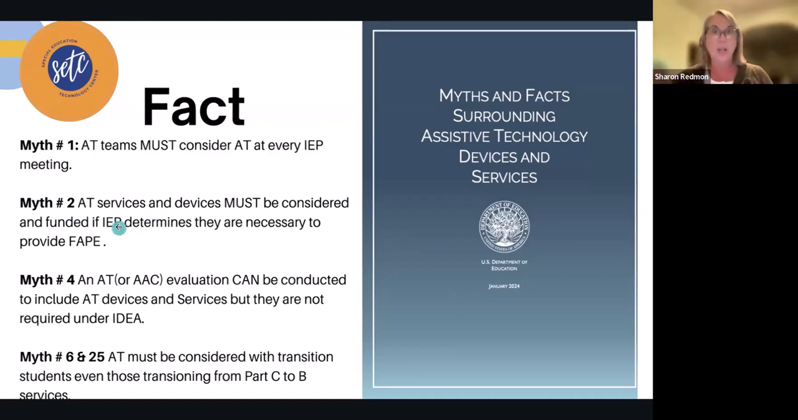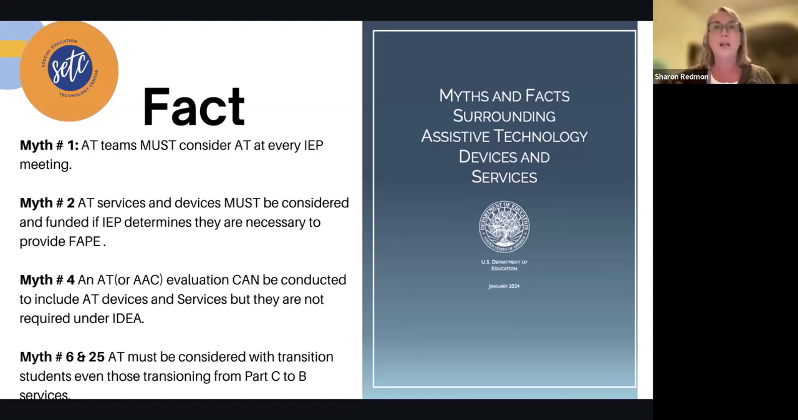We can't just hand a child a piece of assistive technology, including an AAC device or even speech to text, and just magically know that they're going to know how to use it. And then we wonder, oh, it doesn't work. Well, that's not on our student. That's on us to make sure that we have those services that are embedded within this IEP.